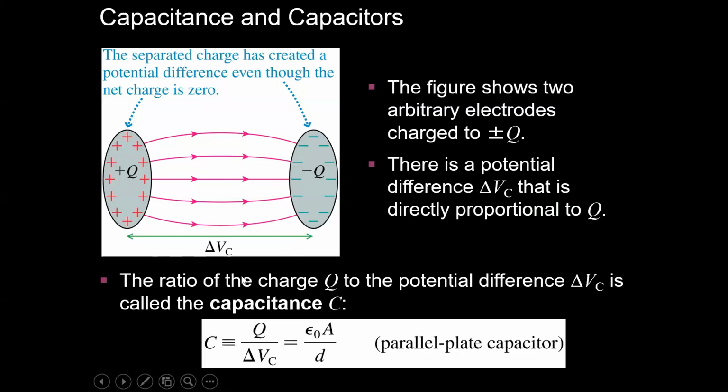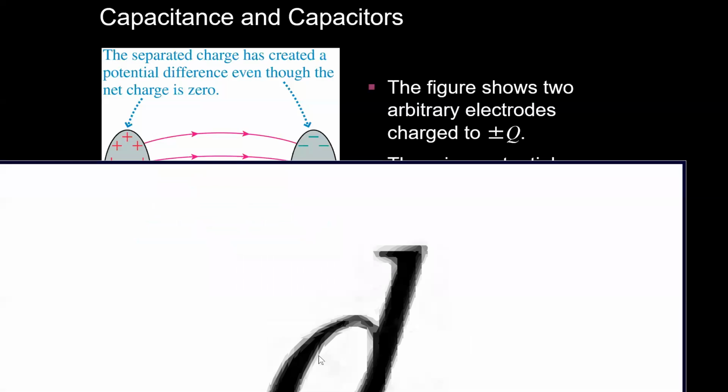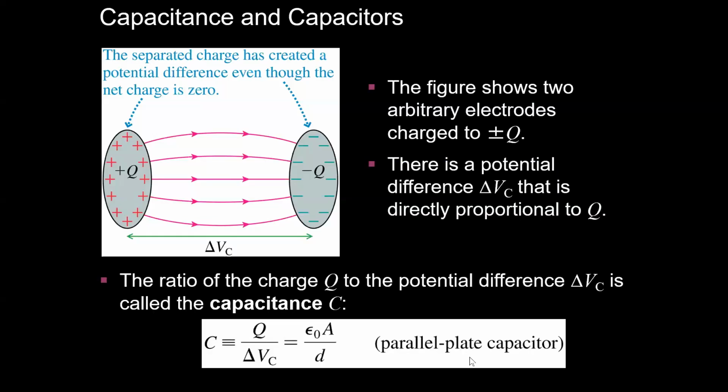Now, in this formula at the bottom here, we have capacitance, and the equal sign with 3 dashes means definition. So the capacitance is defined as the ratio of the charge stored on the plates divided by the voltage across them. This equality here with the formula epsilon naught A over D is a specific formula for two plates of equal area that are separated by a distance D, and they're parallel with one another.